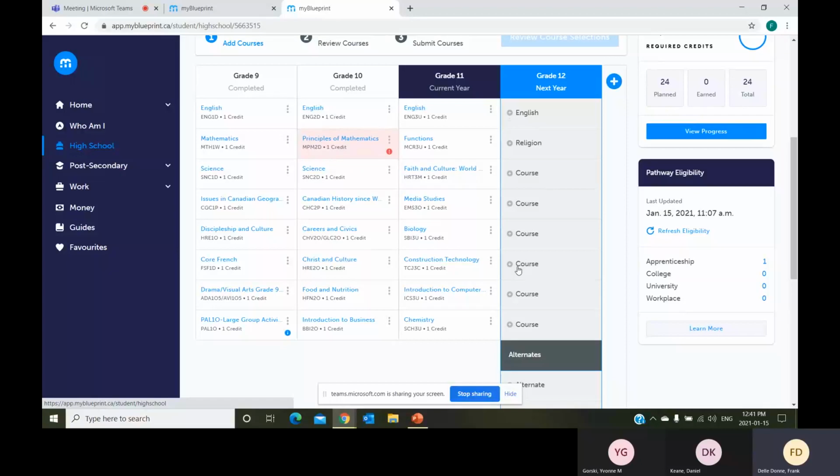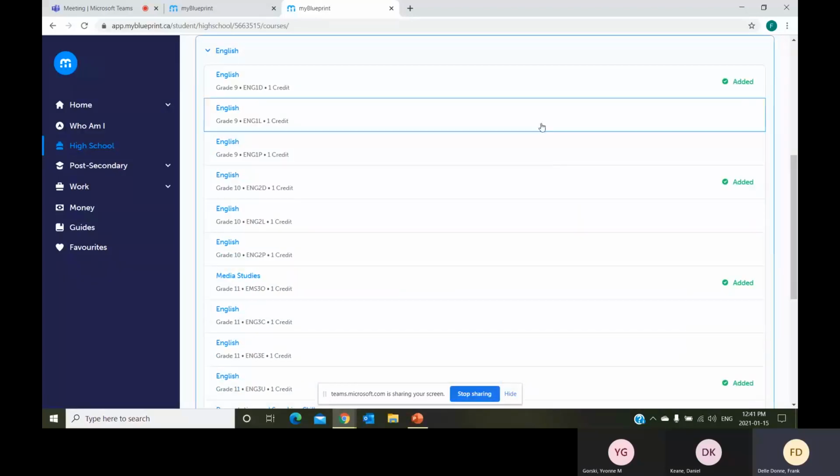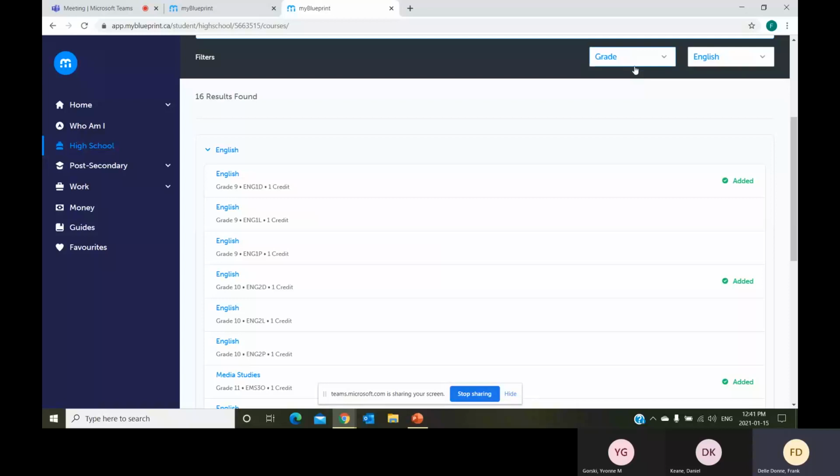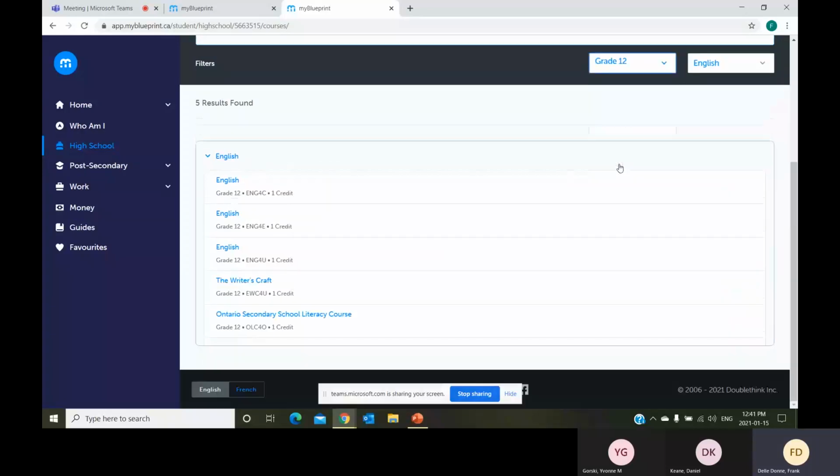For most of you, using My Blueprint will be familiar, but we'll just give you a reminder of what to do. So when you want to select courses, you simply click the box that you want to fill in. So here we're going to choose English. All the English courses might pop up, but we can filter, as Mr. Keene said earlier, by grade. So we're going to filter by grade 12, which gives us our options for grade 12.